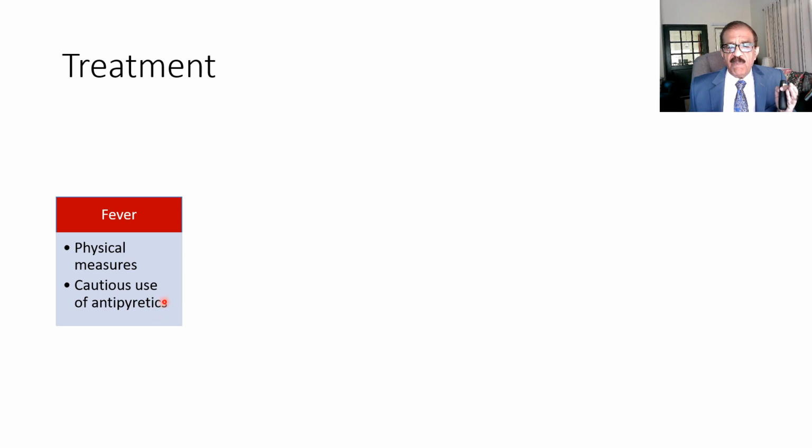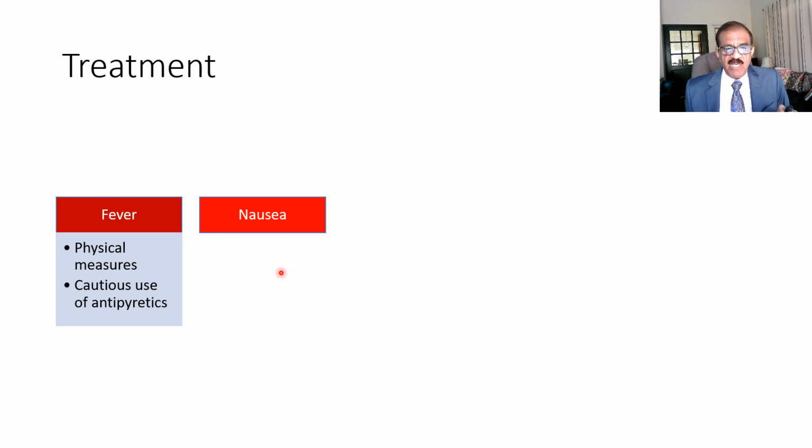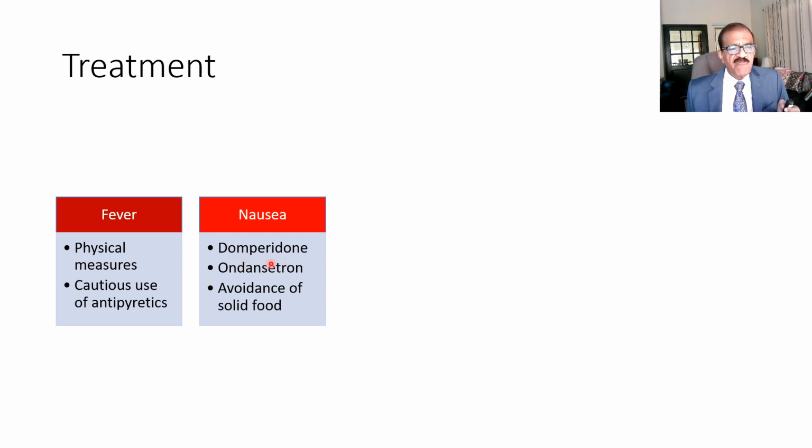But it would be better if you just avoid antipyretic. You just reassure the patient that fever is not going to do any serious harm. So if the patient can tolerate, just control fever by simple physical measures. Nausea, vomiting is very common and very disturbing. I think domperidone, because domperidone is a safe drug. Ondansetron is also safe. These can be given intravenously or orally.